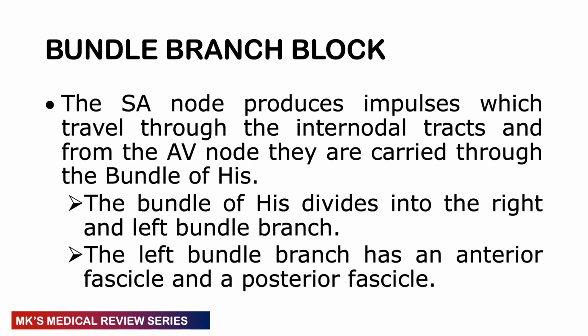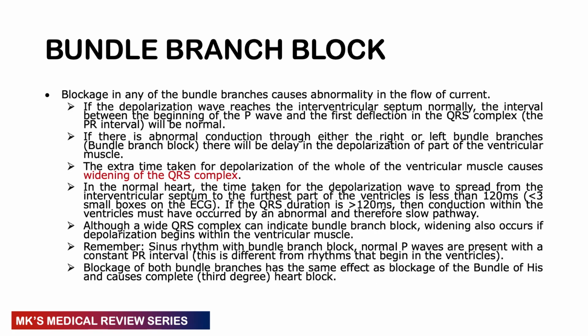Remember that the bundle of His is going to be dividing into the right bundle branch and the left bundle branch. And as we spoke, even in the previous video, we established that the depolarization is going to be starting from the left bundle branch and then is going to spread to the right bundle branch. And remember that your left bundle branch has an anterior fascicle or anterior division, and it also has a posterior fascicle or posterior division. So remember that if your current is now flowing through normal pathways, it's flowing from the SA node through into the internodal tracts, it's reaching the AV node, then eventually the common bundle branch, then the right and left bundle branches, then it's going to be following a normal pattern.